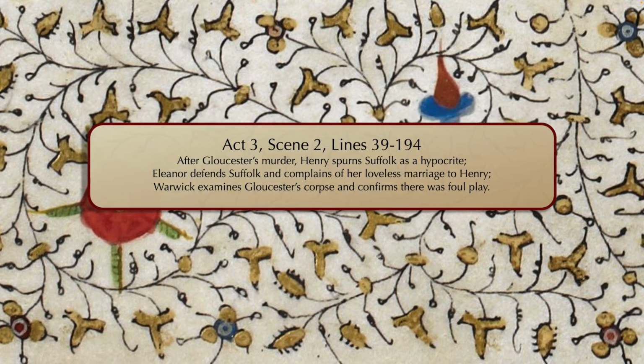Act 3, Scene 2, lines 39 to 194. This is right after Gloucester's murder. Suffolk comes and tries, in a sort of cold way, to comfort Henry, who's very upset to learn of the former Lord Protector's death. He spurns Suffolk as a hypocrite. You can tell that he suspects Suffolk has somehow been involved in this.